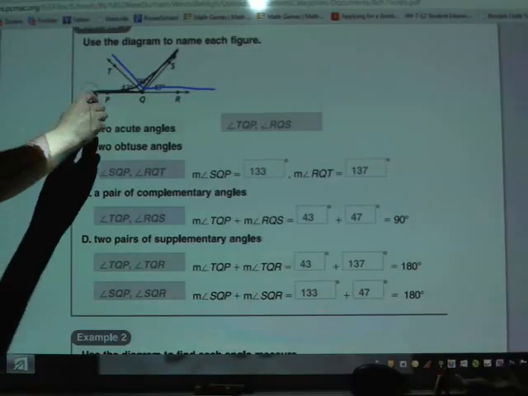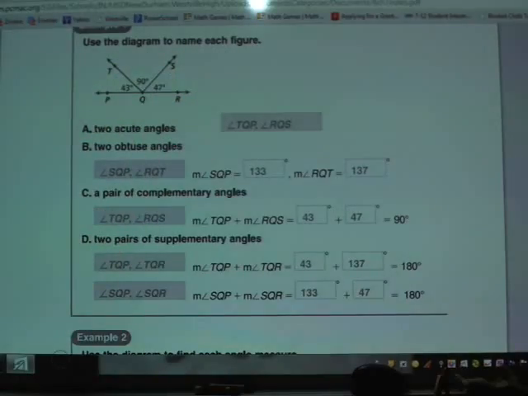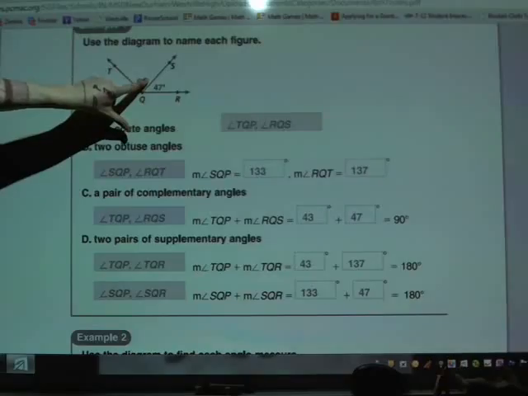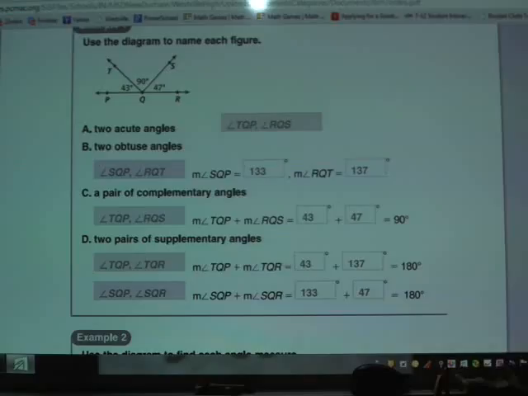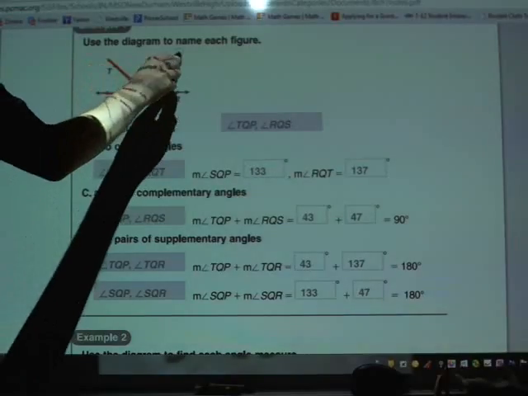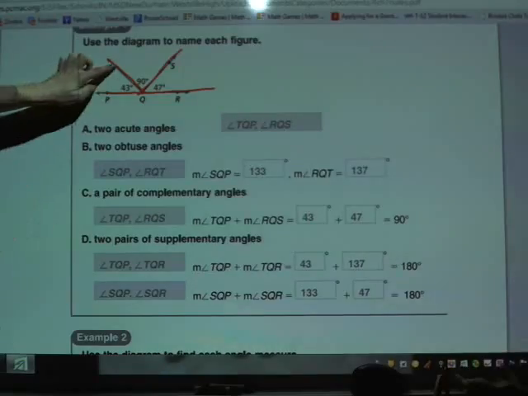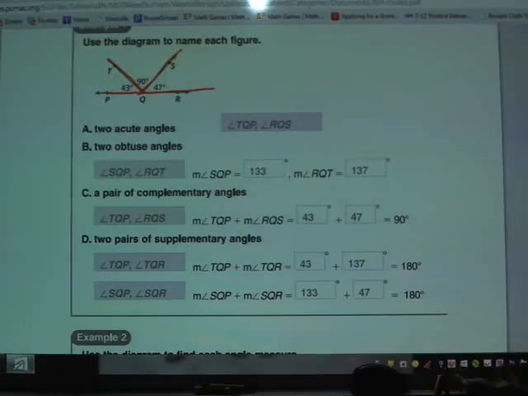Now in part C, they're asking for complementary angles. Complementary angles, again, are two angles whose sum is 90 degrees. So when we're looking at this question, this angle here is out because by itself, this makes 90 degrees. That doesn't work. We have to have two angles or more that add up to make 90. But if I add this guy up and this guy up, 43 and 47, those two together do make 90 degrees. So what they say here is that TQP, which is this angle, and RQS, which is this angle, put together, make 90 degrees.